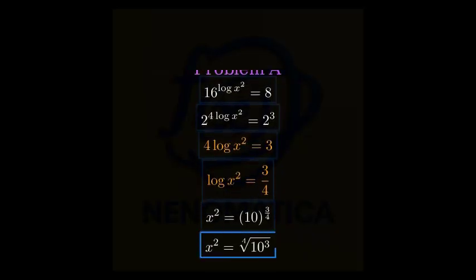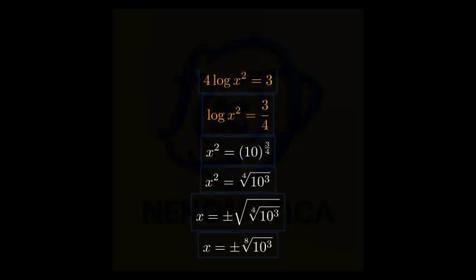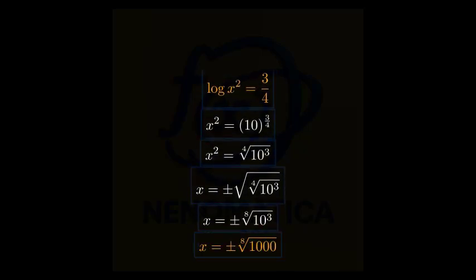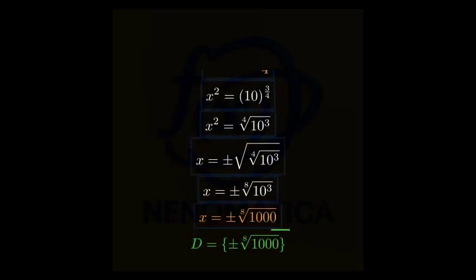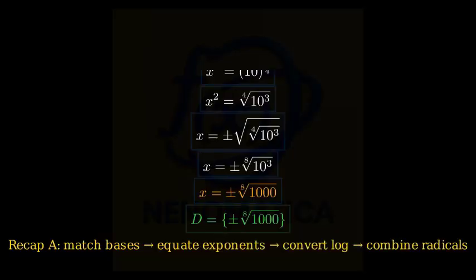Write the fractional power as a radical: x squared equals the 4th root of 10 cubed. Taking square roots yields x equals plus or minus the square root of the 4th root of 10 cubed. Combine the nested radicals: x equals plus or minus the 8th root of 10 cubed. Since 10 cubed is 1000, we can write x equals plus or minus the 8th root of 1000. The solution set is D equals the set containing plus or minus the 8th root of 1000. Quick recap of problem A. Same base comparison. Then isolate the logarithm, convert to exponential form, and carefully manage radicals to reach the final set.